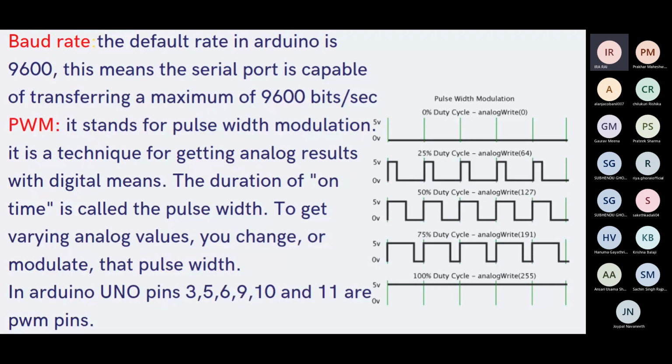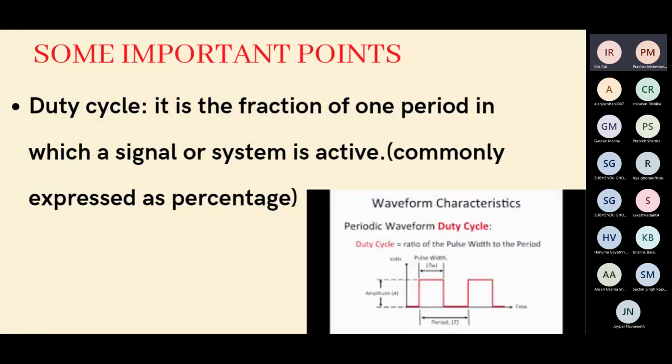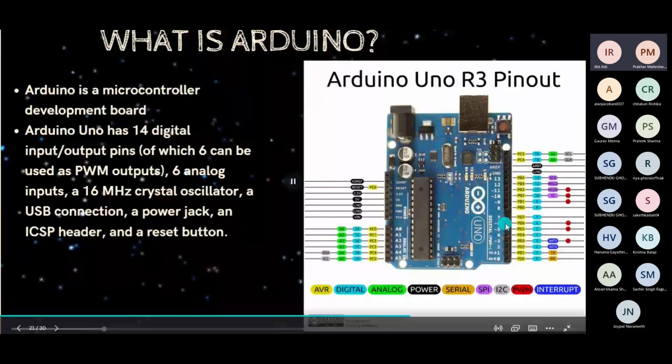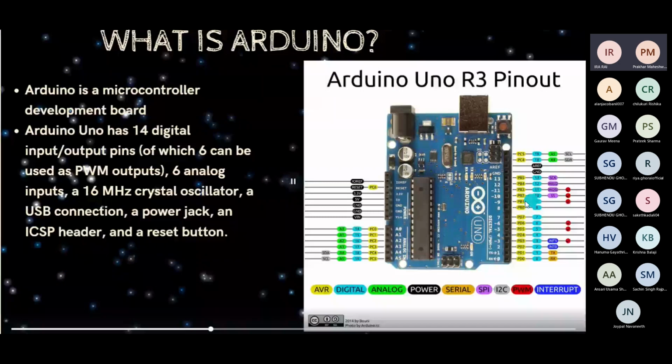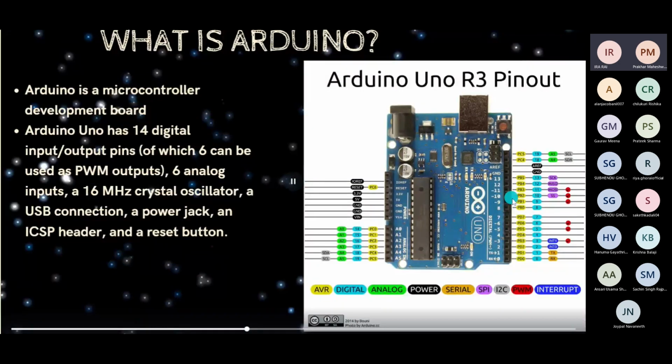Generally, you can identify PWM pins on an Arduino board by the approximation sign. If you see here, these are 3, 5, 6, 9, 10, 11. You can see this approximation sign in front of these pins. So these are PWM pins, which will give us analog results with digital means.